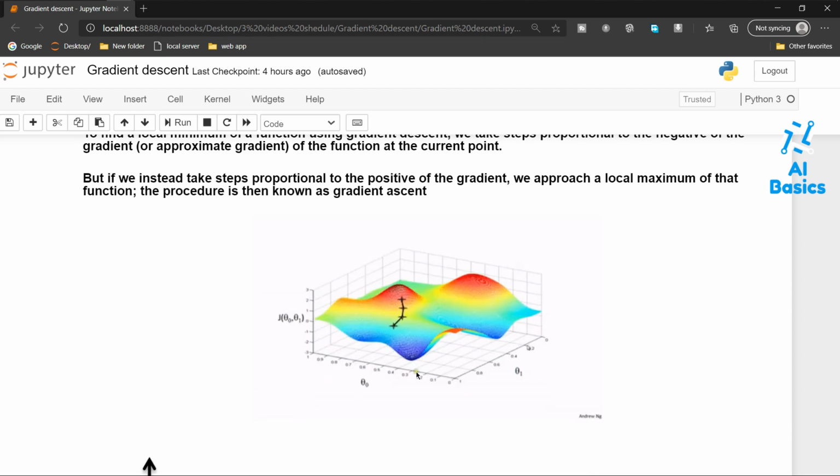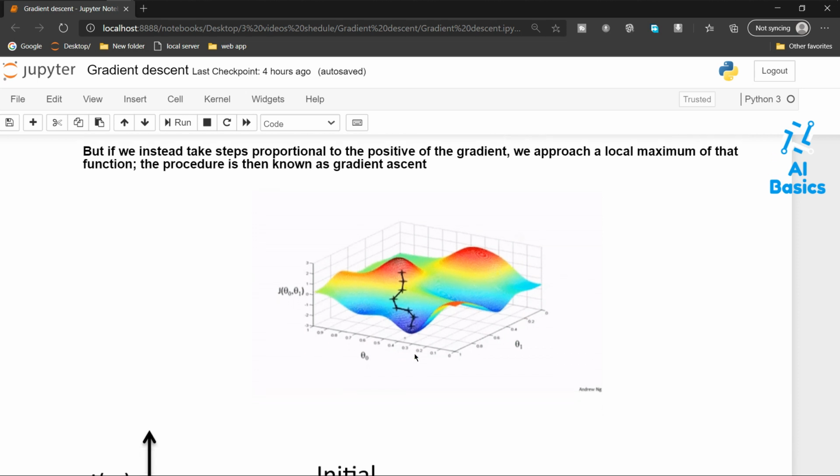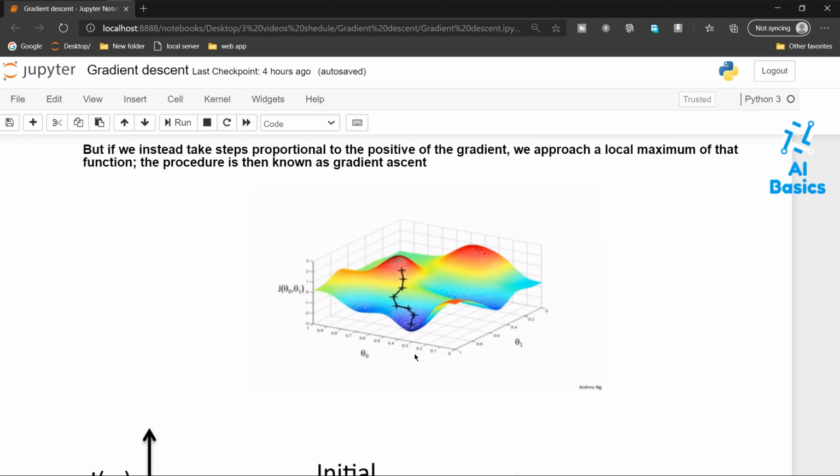So take this example, take this graph. In this graph we have two parameters: theta naught and theta 1. Theta naught is the intercept and theta 1 is the slope for the one independent variable x. See here we are coming from top to down. The red part is the top of that graph, and we are coming to the local minimum. That is how gradient descent works.